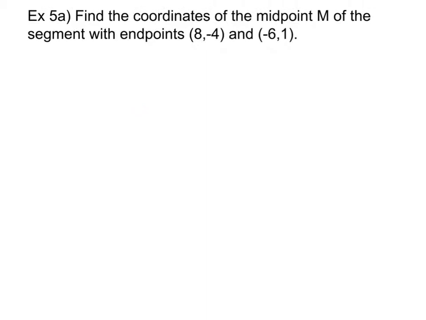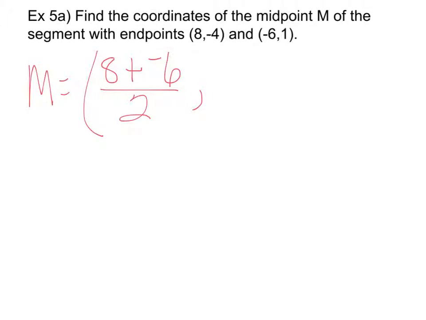If I want to find the coordinates of the midpoint of the segment with endpoints (8, -4) and (-6, 1), I just want to find the middle of those two. So look at your x values first. I'm going to take my x values of 8, plus a -6, which if you want to write -6, that's totally legit. Divide that by 2. And then I'm going to look at my y values. I have a -4 plus 1 and divide that by 2.